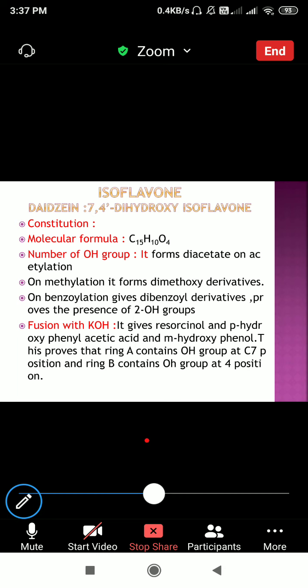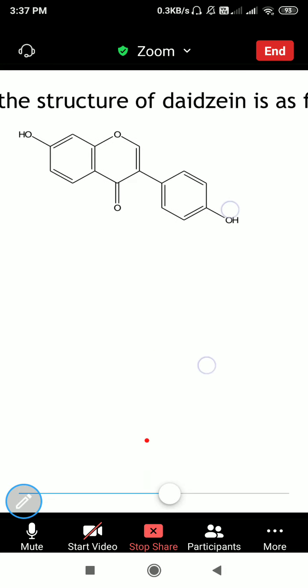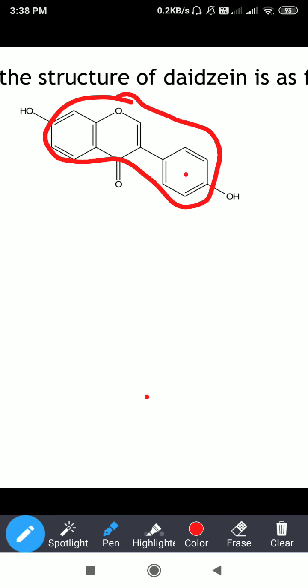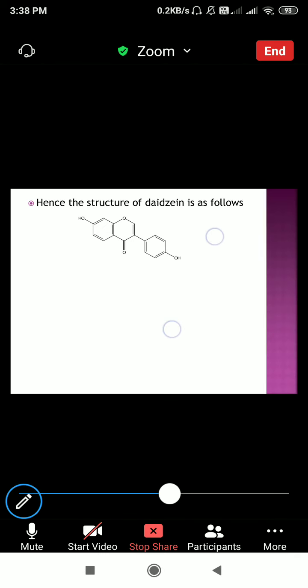Now let's see the structure of daidzein. So this is the structure of daidzein, which has the isoflavone nucleus. This is the isoflavone nucleus in which the phenyl ring is attached to the chromone ring at position 3, and it has two hydroxyl groups at the 7 and 4' positions. So this is the structure of daidzein. Now let's see the synthesis.